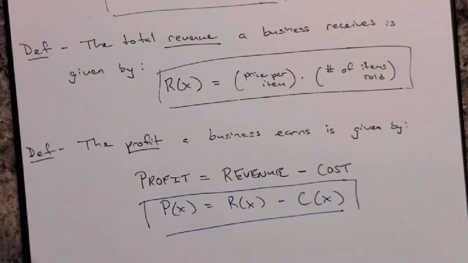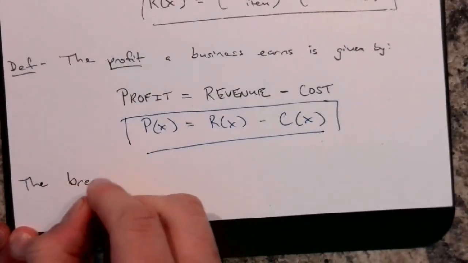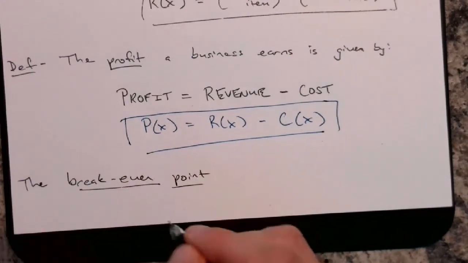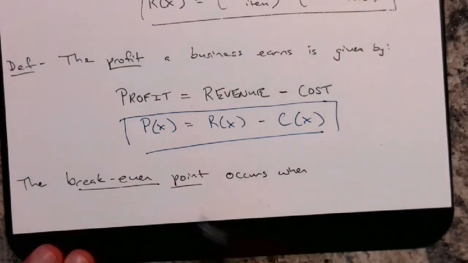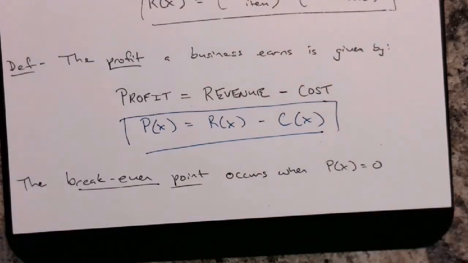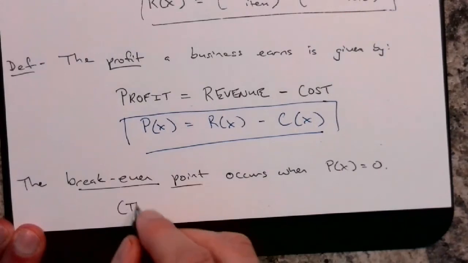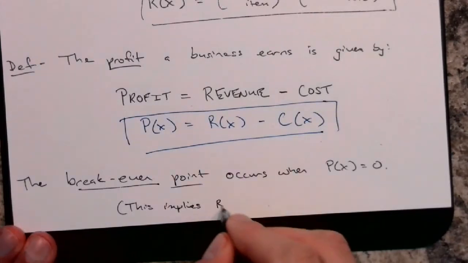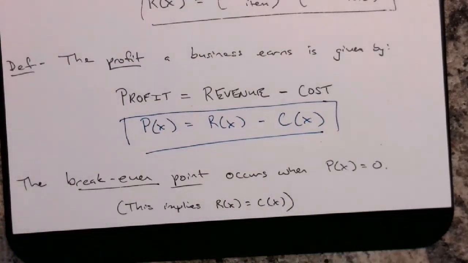And then we have what we call the break-even point. The break-even point occurs when your profit is zero, so when you don't make any money and you don't lose any money. So when P of x equals 0. Keeping in mind what that means, if P of x equals 0, that means your revenue and your cost are equal. So this implies R of x is equal to C of x. In other words, the revenue is equal to the cost at that point.